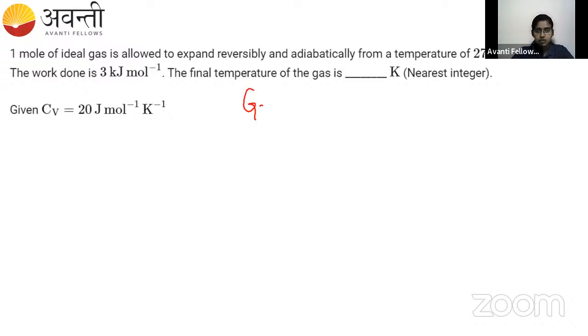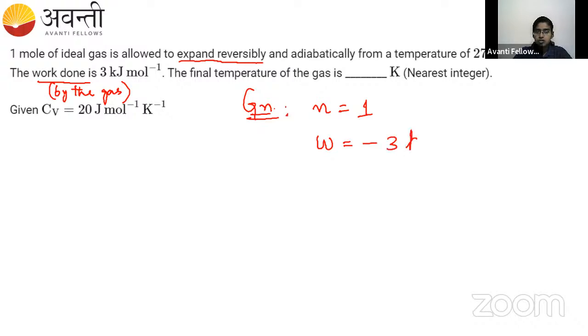The given values: 1 mole, so the number of moles is equal to 1. And it is allowed to expand, so expansion occurs, which means the work is done by the gas. So the W value will be equal to minus 3 kilojoule per mole. Okay, and what else is given?